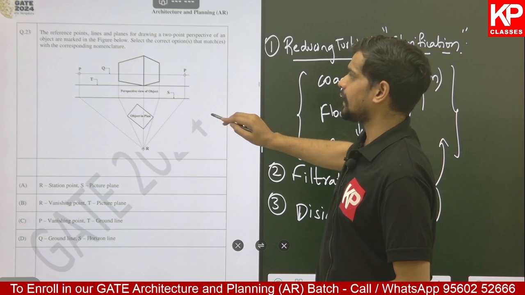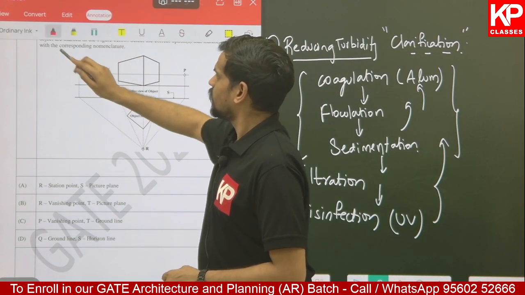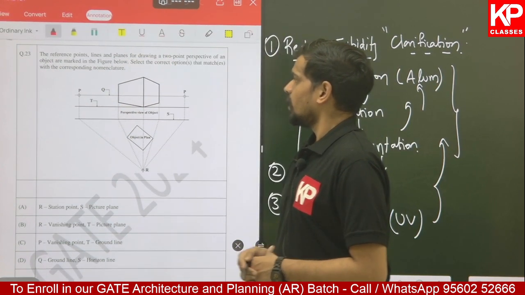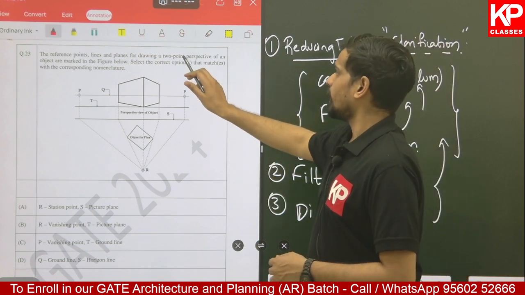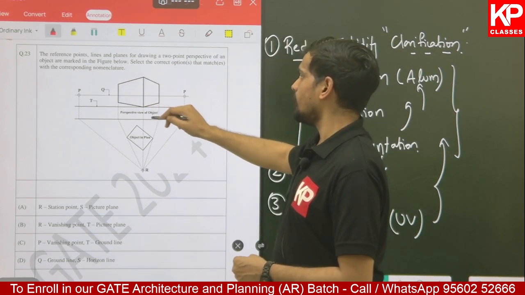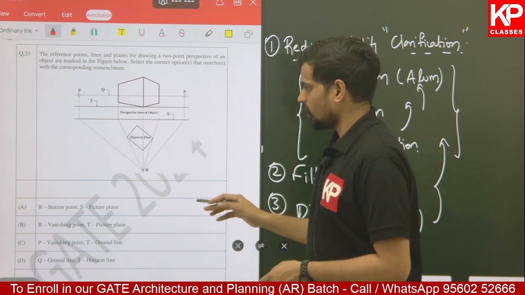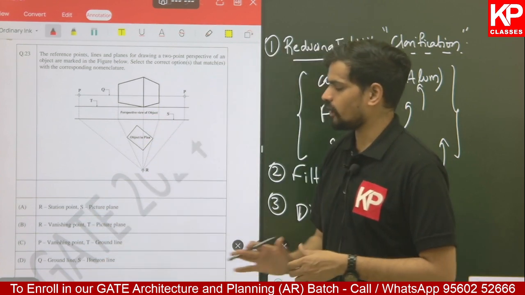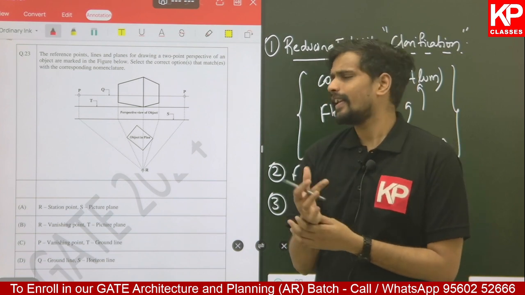The next one, a very easy question based on architectural graphics. Now, this question, they're talking about the reference points, lines and planes of a drawing, for drawing a two-point perspective of an object, marked in the figure below. Select the correct option that matches the corresponding nomenclature. So, they are marked P, Q, R, S and T. They have given some options, it's a multiple select question.